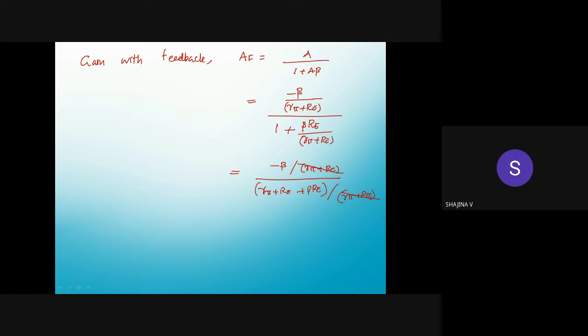Okay. So I can write what? Gain with the feedback, that is AF, is equal to what? Minus beta divided by R pi plus, here you can see RE, RE is common in both these terms. So I am taking RE outside so that I will obtain 1 plus beta into RE. Minus beta divided by R pi plus 1 plus beta into RE. Okay. So this is the expression for gain with the feedback.